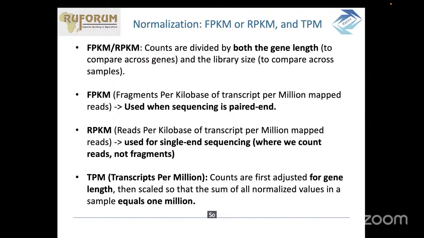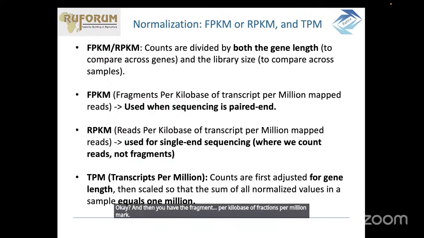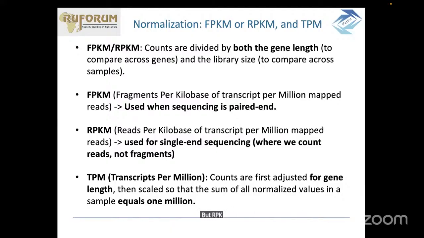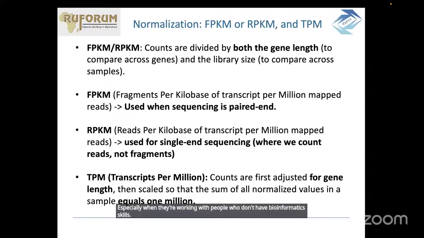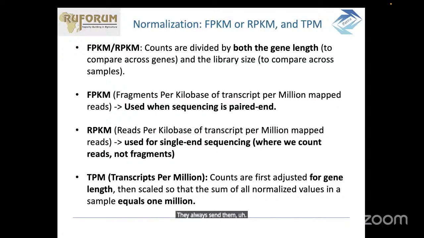You divide by the gene length, and you compare across the genes in the library, okay? And then you have the fragments per kilobase of transcript per million mapped reads. FPKM is mainly used when you have paired-end sequencing, okay? But RPKM is used when you have single reads, okay? These are the two most commonly used, especially when working with people who don't have bioinformatics skills. They always send them this type of file format.